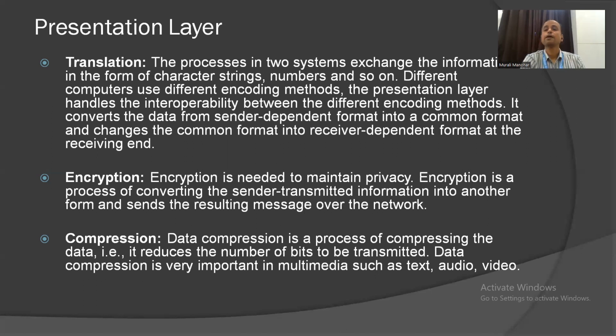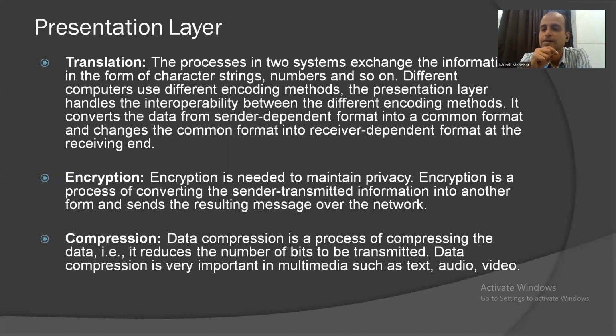But this data will be transferred through the network to the next system. The next system can have the same technique or a different technique to encode data. Any technique that is used to encode data is also used to decode it. So if there is a difference, the presentation layer is responsible for translation of data from one code to another.